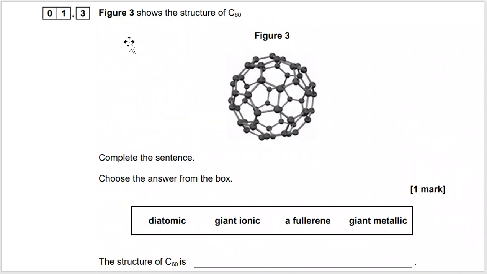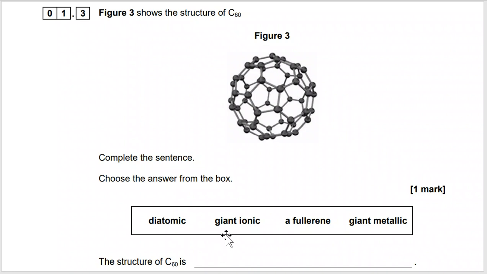1.3, we've got the structure of C60. Which of these is the structure of C60? Is it diatomic? No. Diatomic is where atoms combine in pairs. There are certain elements that do that: hydrogen, nitrogen, oxygen, fluorine, chlorine, bromine, iodine, astatine. And you can actually see a pattern of those on the periodic table. But this is certainly not 2 atoms together.